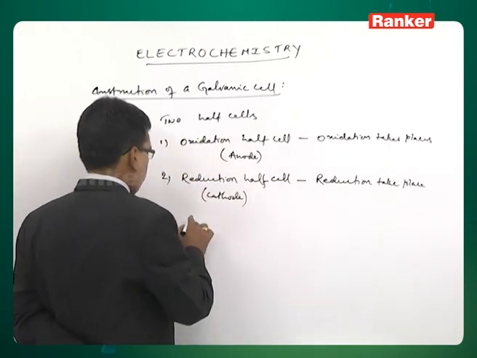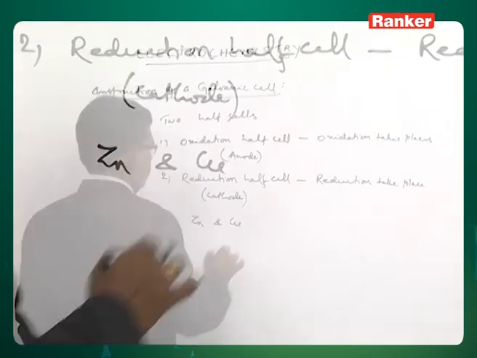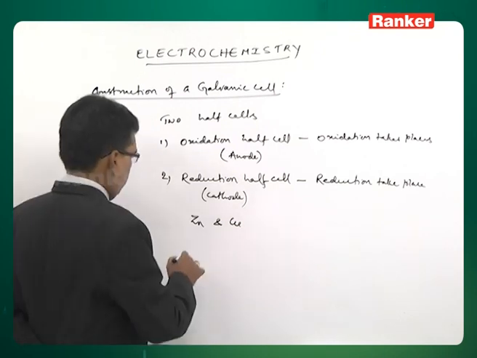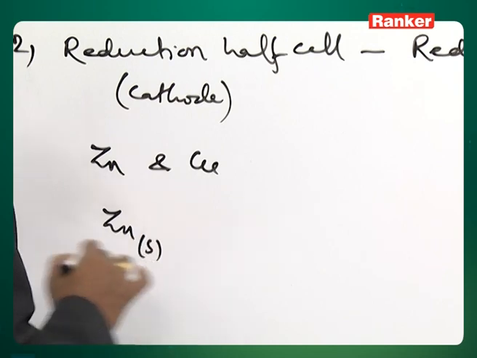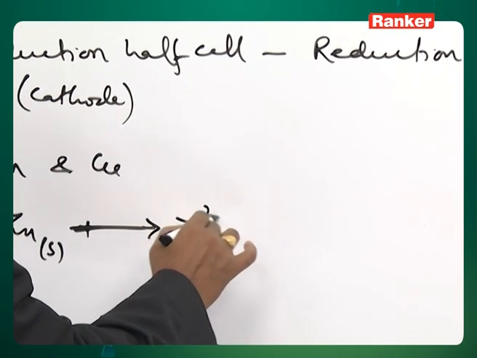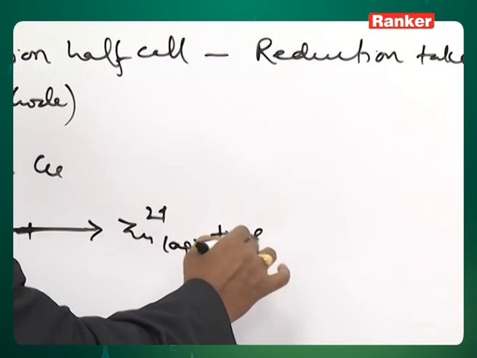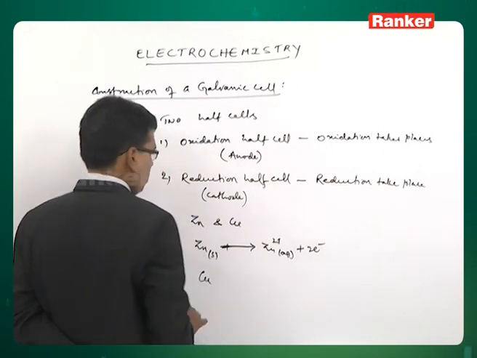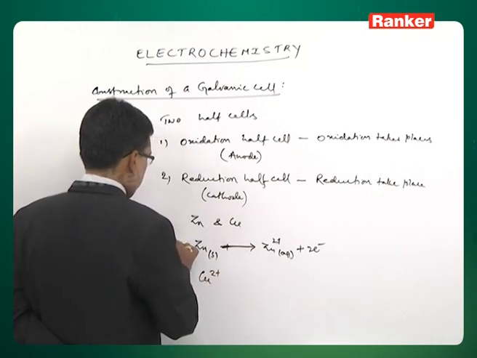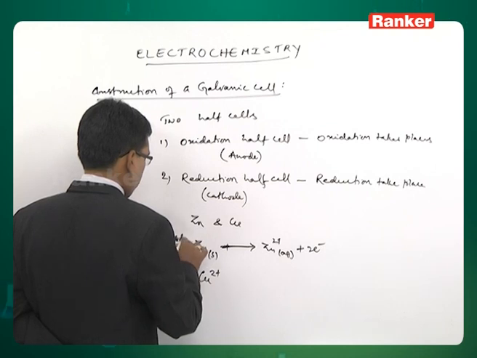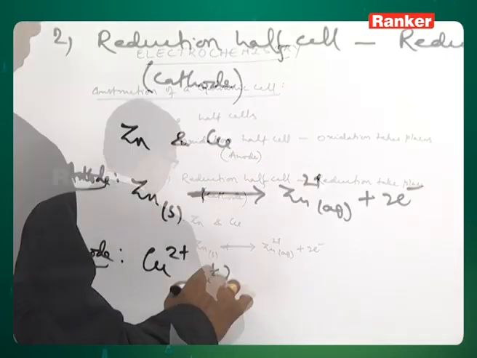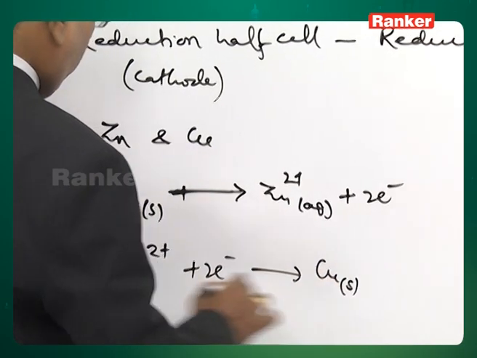Suppose we have a combination of zinc and copper, two metals. Zinc is more electropositive than copper. So, solid zinc undergoes oxidation to Zn2+ in aqueous solution, with two electrons involved in the reaction. This is the reaction at the anode, and this is the reaction at the cathode: Cu2+ undergoes reduction to solid Cu.